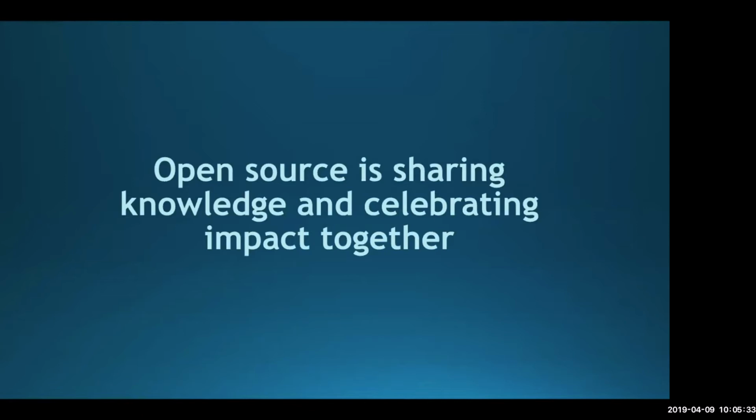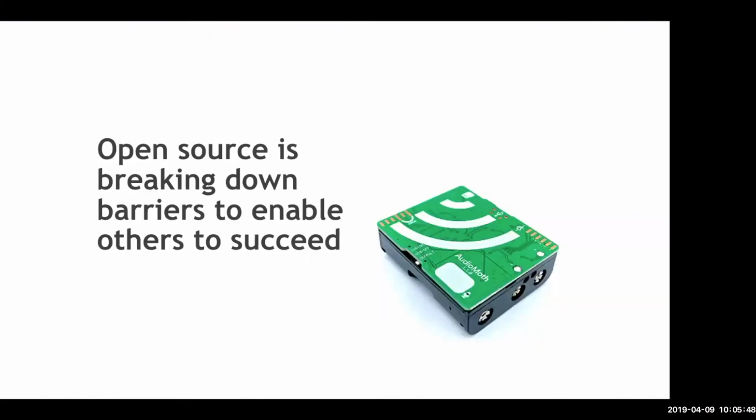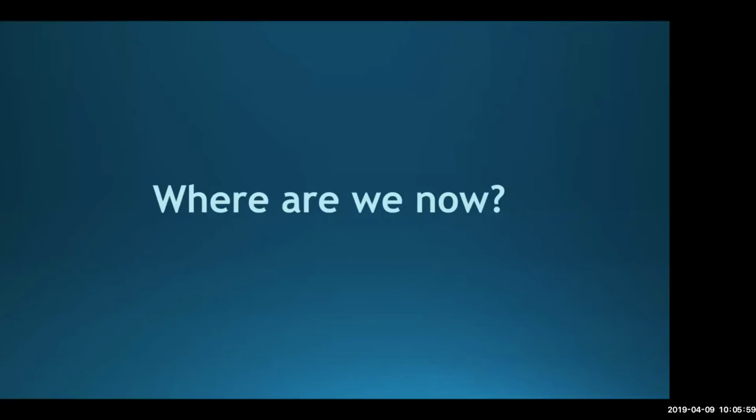A number of open source technologies haven't been too successful due to the fact that they weren't inherently used by more than just a few individuals. If we want to have impact, we need a number of people, large communities like the Wild Labs community, to work together. And open source is about breaking down barriers to enable others to succeed. It's how can we share technology, knowledge, and impact and make sure that we succeed together. So importantly, where are we now? The big question.